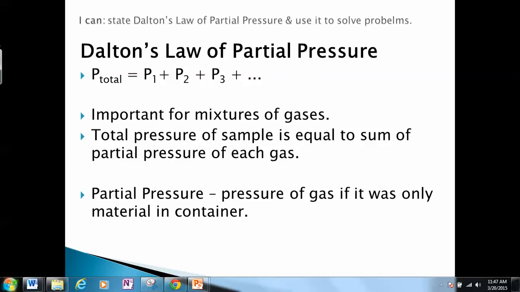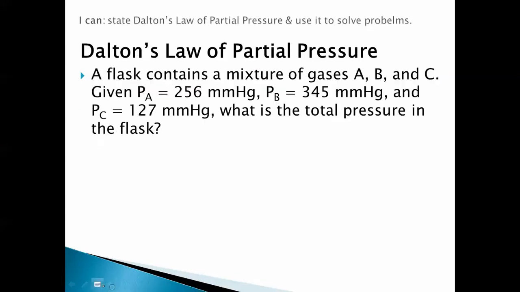And so we end up with this equation here, where P total is equal to P, the partial pressure of gas 1, plus the partial pressure of gas 2, plus the partial pressure of however many gases are present within that sample. So if we take a look at a problem here, we can see, for instance, that we have a mixture of gases, and we have three gases here, gas A, B, and C. And they also give us the partial pressure for each of those gases, and they want to know what the total pressure is going to be. So to solve for that total pressure, we simply add the pressure of gas A to the pressure of gas B to the pressure of gas C.